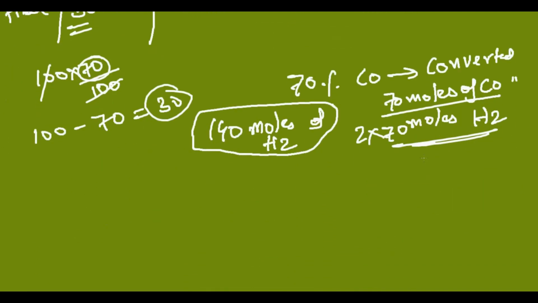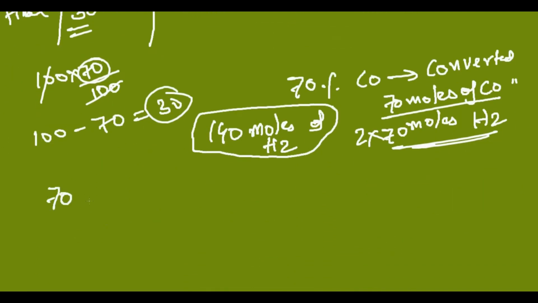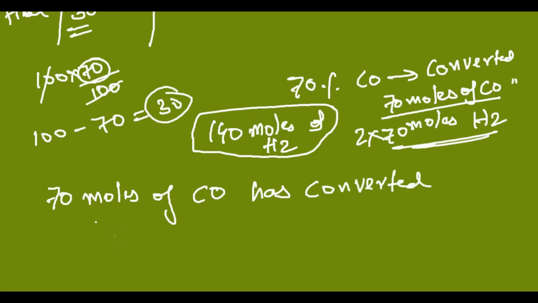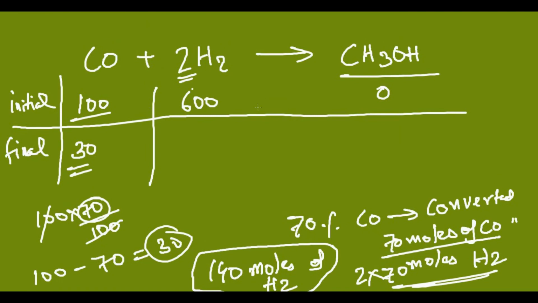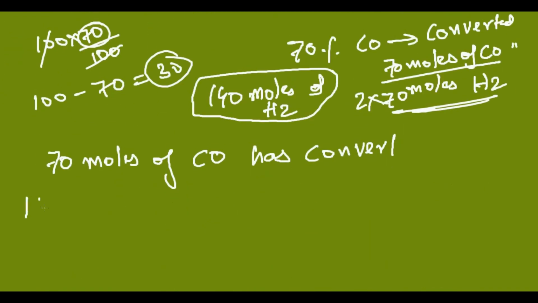I will repeat this if you are unable to understand. I have said that 70 moles of CO has converted because they have given the conversion as 70% and I have 100 moles of CO. So if 70 moles of CO has converted into methanol, then along with this 70 we need moles of hydrogen in order to form methanol. With 70 moles of CO we need 2 into 70 moles of hydrogen, because this coefficient is 2. So 140 moles of hydrogen has been converted.